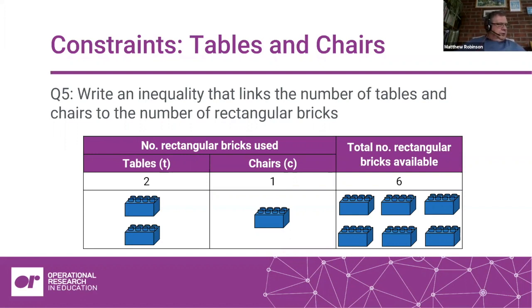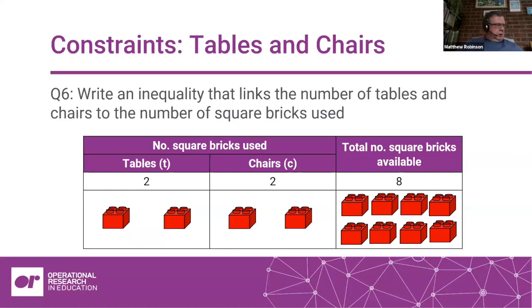What I'd like you to do is think about what the inequality is, in other words, what type of equation would illustrate the constraint that we have. So we have 6 of these bricks in total. We could use these to produce tables or chairs, where T is the number of tables and C is the number of chairs.